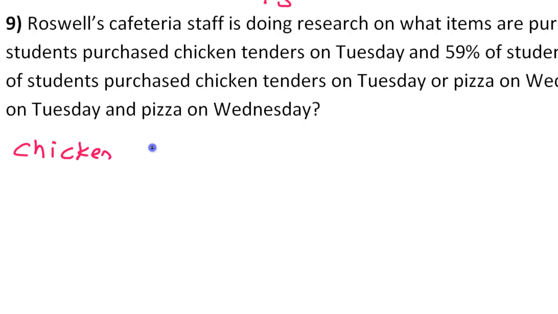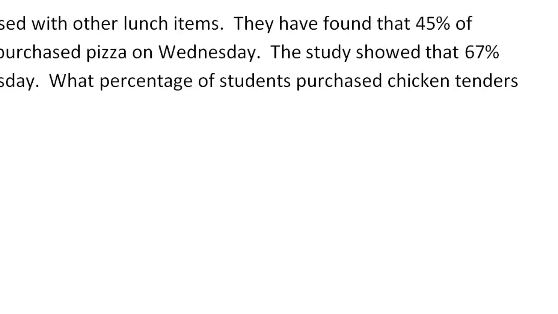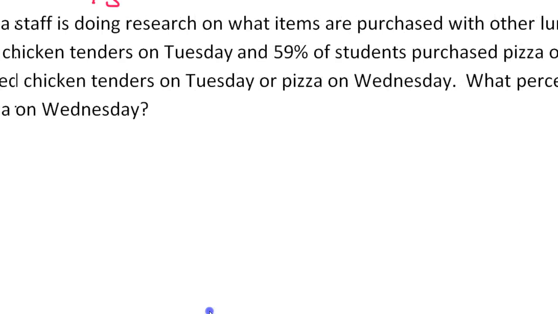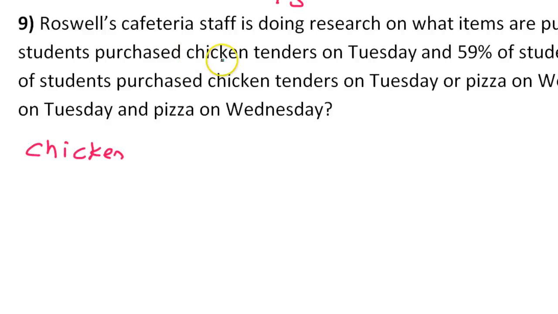Alright, I'll just say chicken. And they're telling us that, what was that, 45%? 45% of students purchase chicken tenders. Alright, so the chicken situation, they're giving us the probability of the chicken. And I'm going to call that A. This whole chicken situation, I'm going to call that probability A. So probability A, that's 45%.